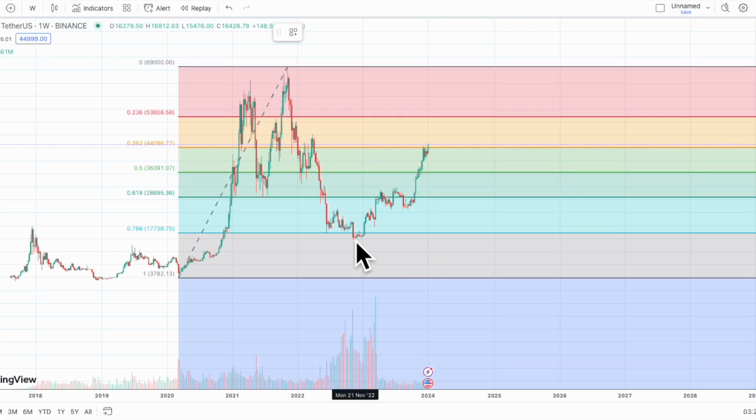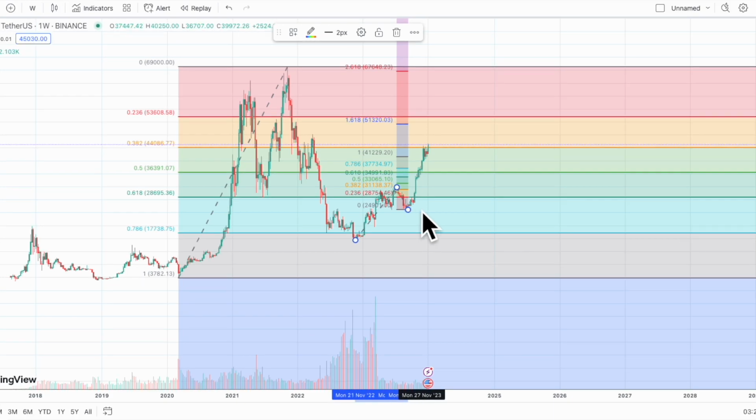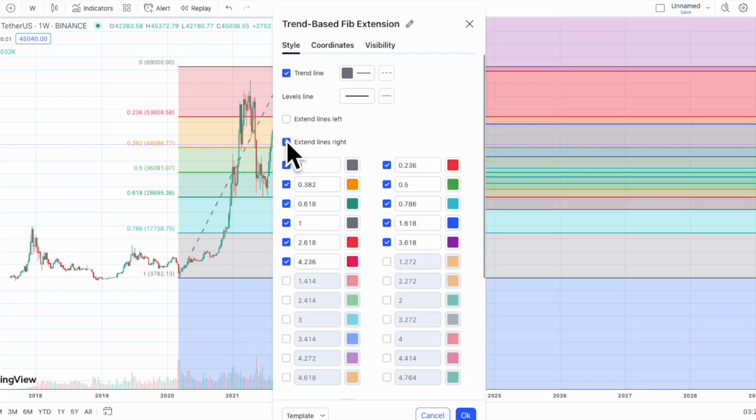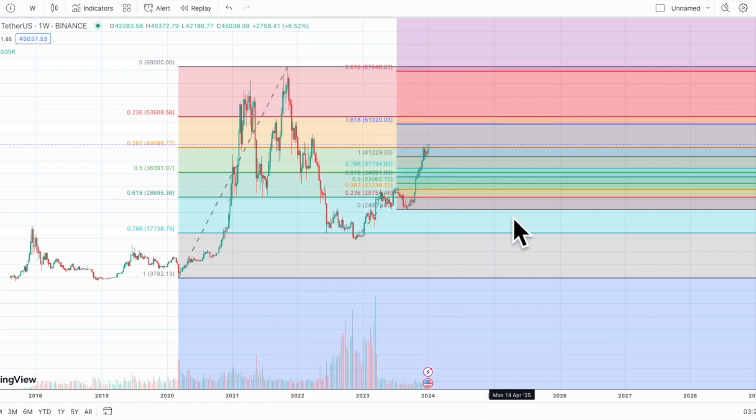First point, the start of the trend. Second point, a point where the trend direction responds. Third point, where the retracement ends. I'm selecting these points and trying to closely examine the graph. I'm investigating whether the areas shown on the graph form significant zones for price movements.